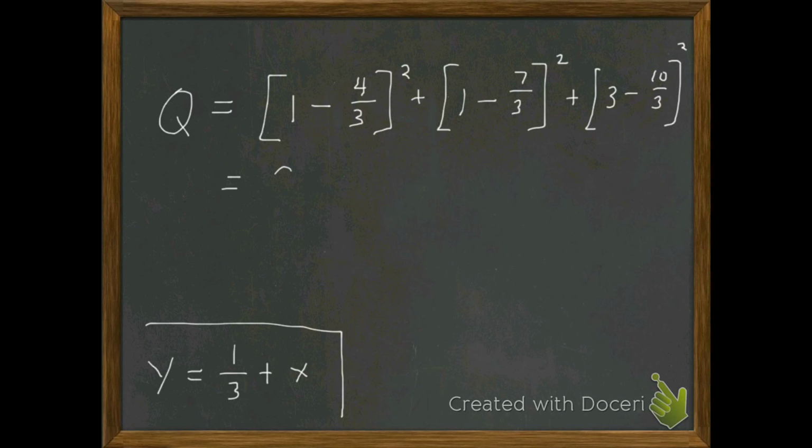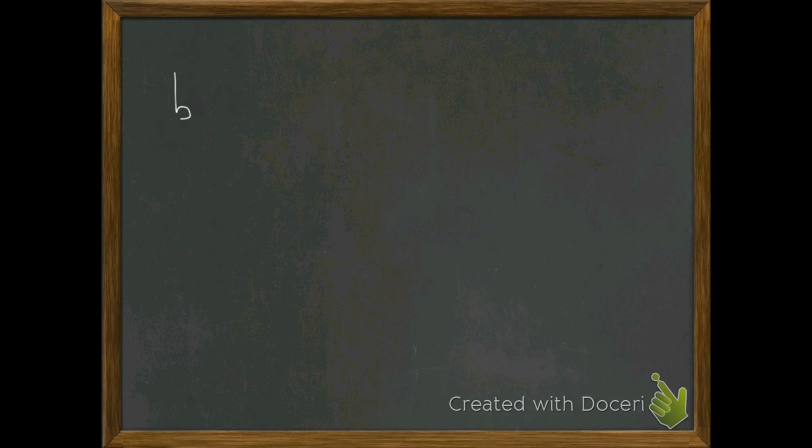So we get a value of 2. This is the minimum value of Q that we could get, which results in the best estimates of our parameters. So we're going to say that beta 0 equal to negative 1/3 is our best estimate of B0, and beta 1 equal to 1 is our best estimate of beta 1.